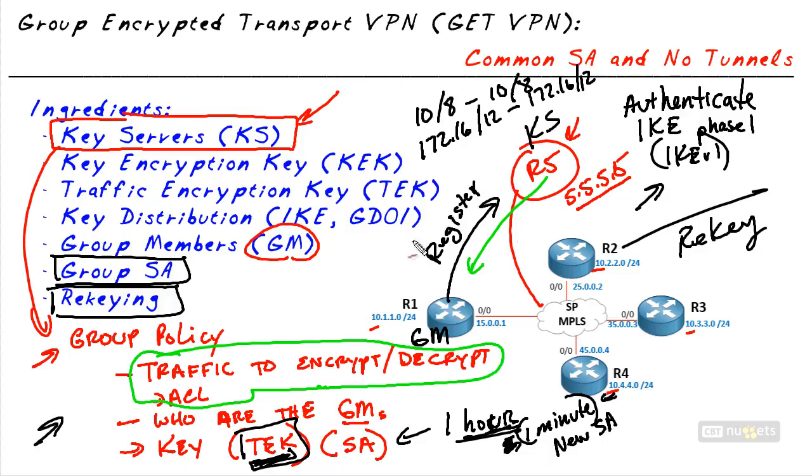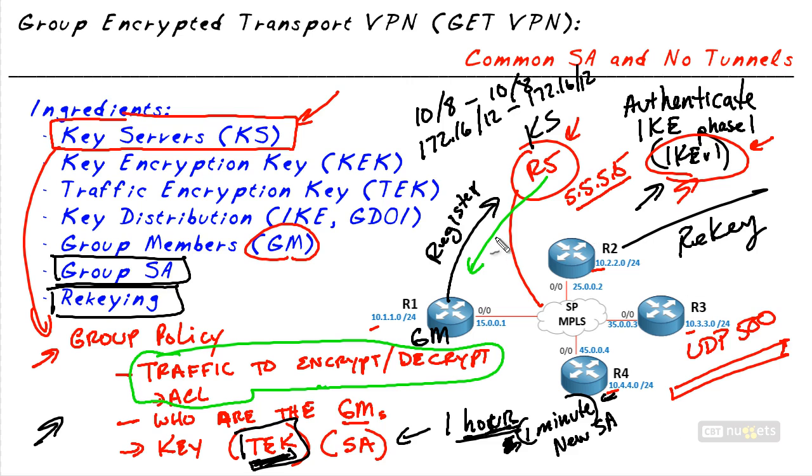Now, even though the initial registration and the initial push of the policy from R5 down to the group member is done under the protection of IKE version 1, GETVPN does not leave that IKE v1 tunnel running. The IKE version 1 tunnel was negotiated using UDP port 500, which is the same protocol and port that IKE v2 also uses for its negotiation and establishment of its IKE v2 tunnel. But after the initial registration, both the key server and the group member are going to allow that IKE phase 1 tunnel to go ahead and expire. For GETVPN, after that initial registration, we no longer need that IKE phase 1 tunnel.